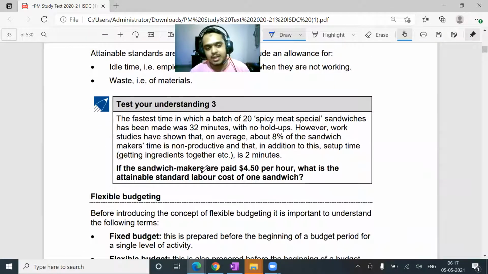Then there is test your understanding 3. Now, this is actually a very good problem. In fact, I want you guys to do it. After you do it, I'll 100% show you how you do it. I'll be doing these test your understanding with you, so make sure that you do complete it first, please.